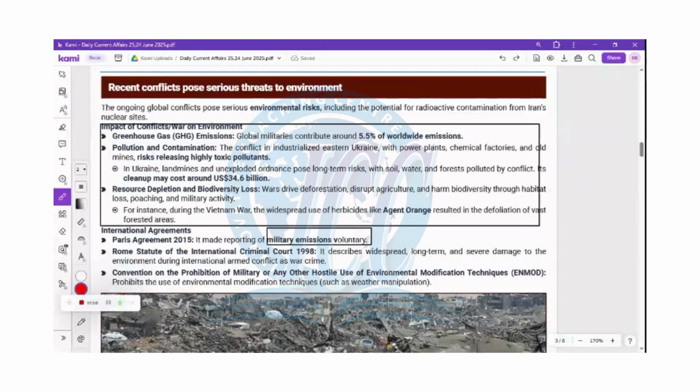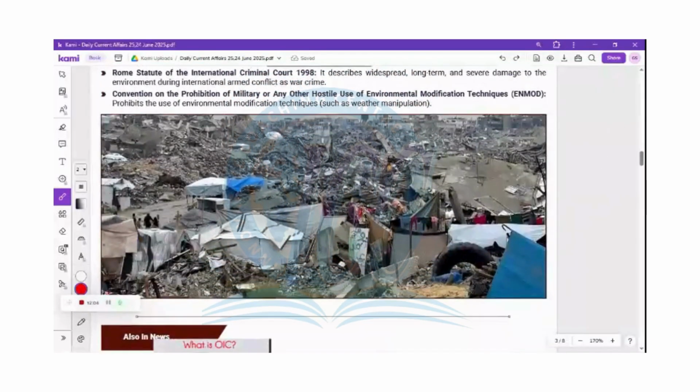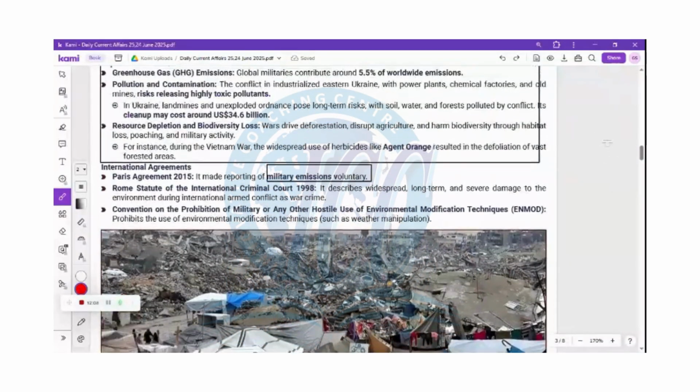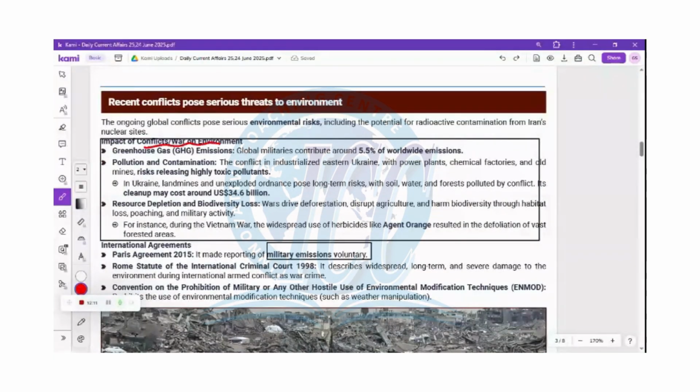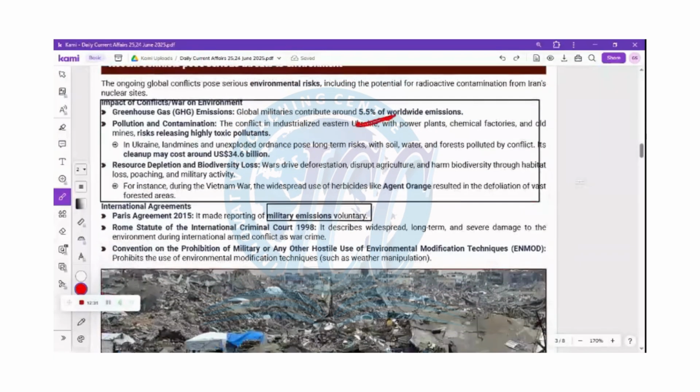So in this context, how are various wars and civil wars which are happening, especially in Africa, affecting the environment? See here, the Gaza destruction is also a type of pollution itself. All right. So, the impact of conflict on environment: it results in greenhouse gases. It also results in pollution and contamination, especially the power plants attack in Russia. Then the landmines and unexploded missiles pose long-term risk to the soil, etc. Yes, as such, UPSC has not asked this type of question, and they are not going to ask, but definitely the points given here are important dimensions in your mains answer as well as ethics.